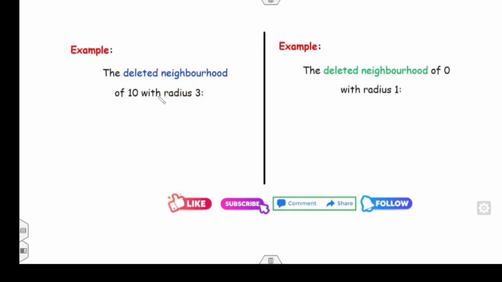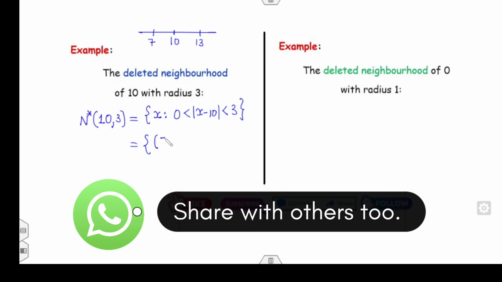If I take an example of the deleted neighborhood, your target is to find the deleted neighborhood of the point 10 with the radius 3, which is defined as the collection of all those x such that |x minus 10| is less than 3. So that implies, क्या मतलब हुआ इसका, इस 10 से 3 इधर चले जाओ और 3 इस तरफ चले जाओ. So that means your interval is 7 to 13, but apart from the point itself, 10. That is the deleted neighborhood of 10 with the radius 3.